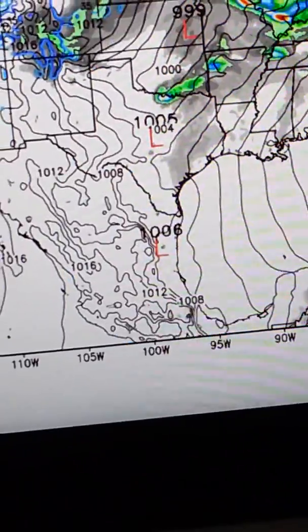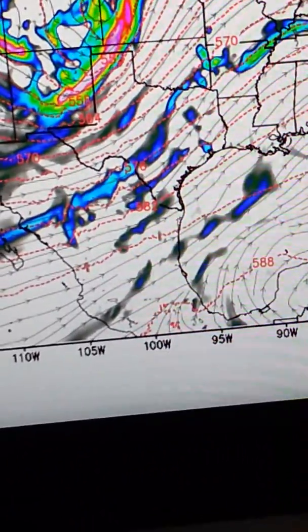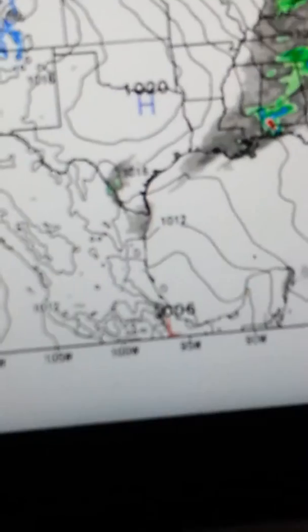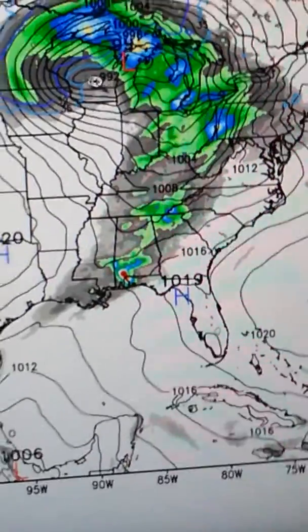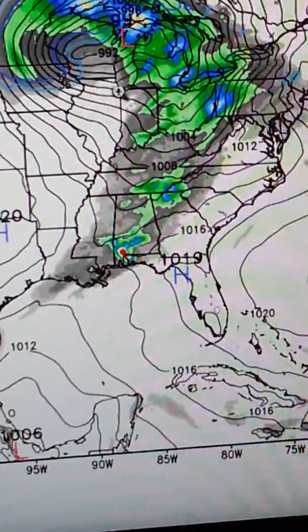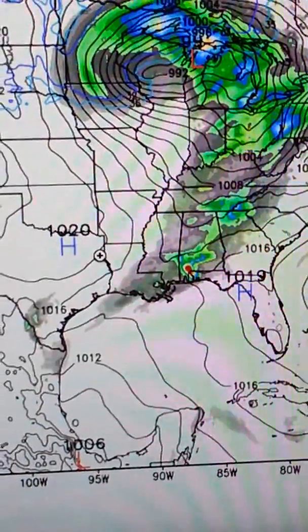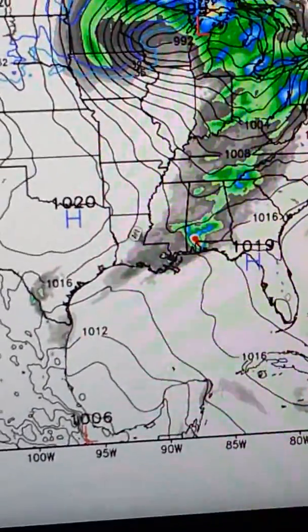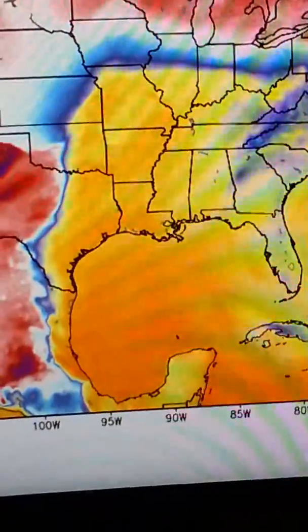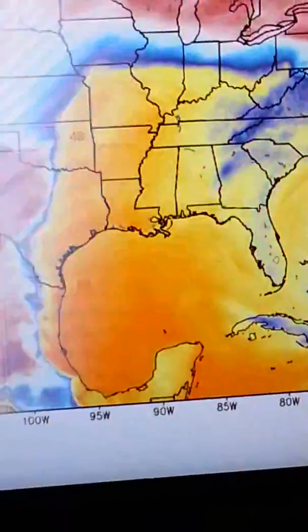Friday. Friday, your area of low pressure is all the way up here. Your cold front is extending back down through here. Okay, now I want to show you how dynamics kind of fall apart on Friday.